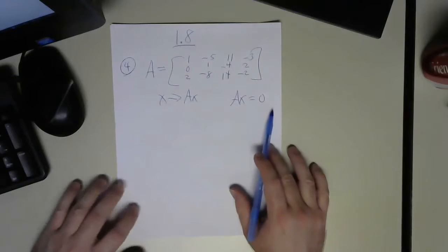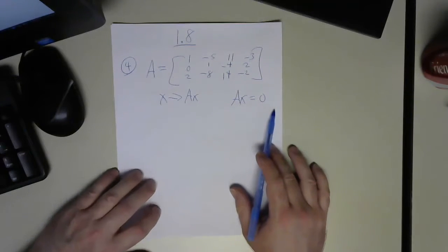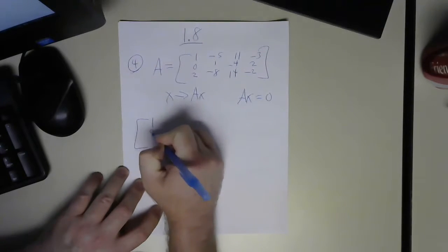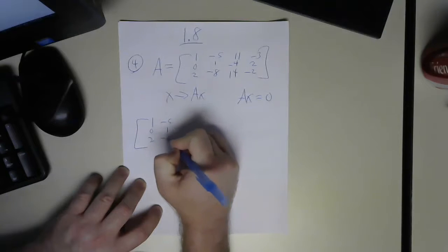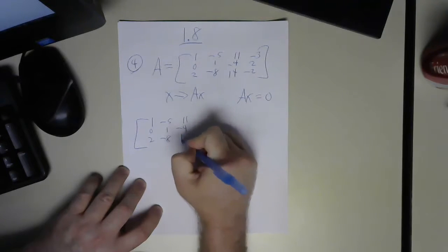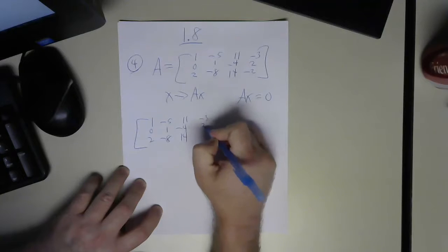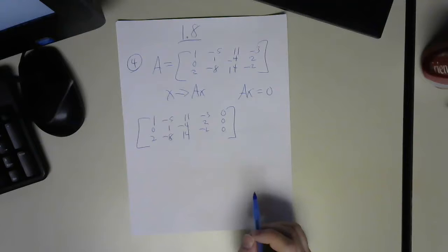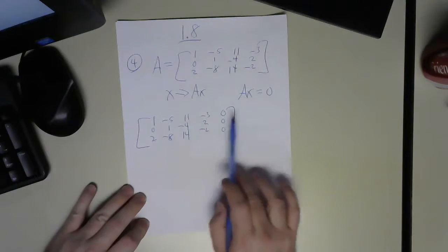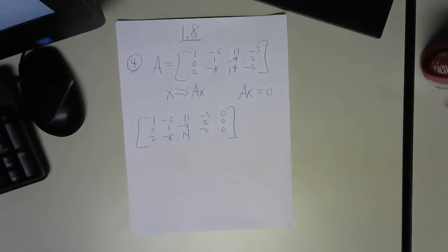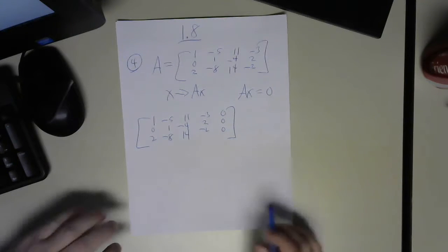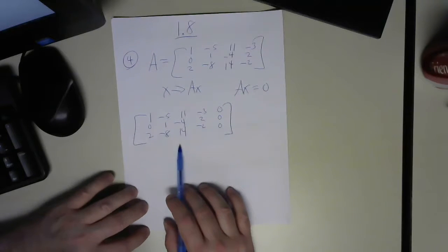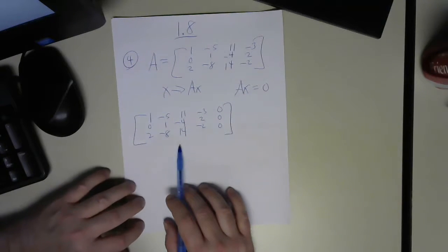Okay, so notice that I really just have to set up the following augmented matrix. I really just have to add a column of zeros, because this is the augmented matrix for this system. So let's try to put this thing in at least echelon form, if not reduced echelon form.